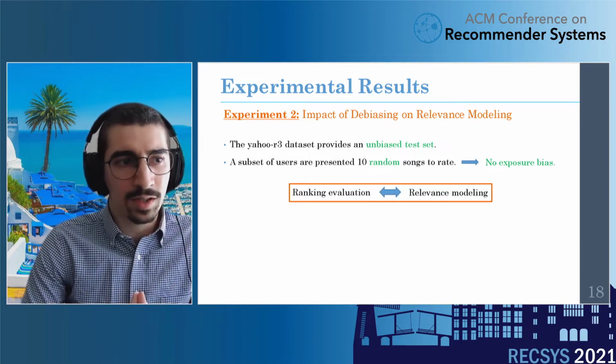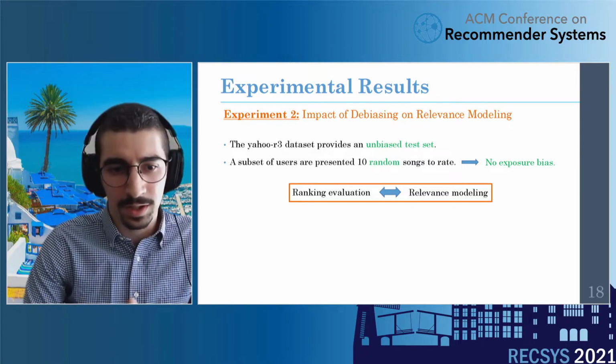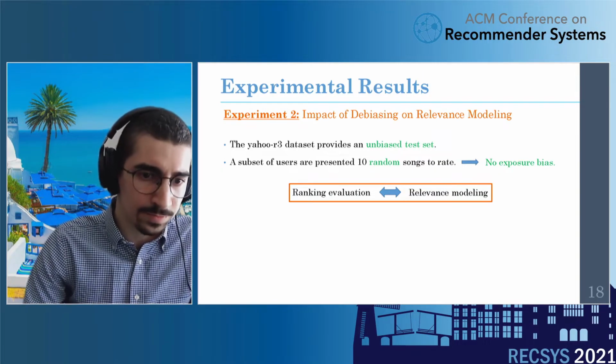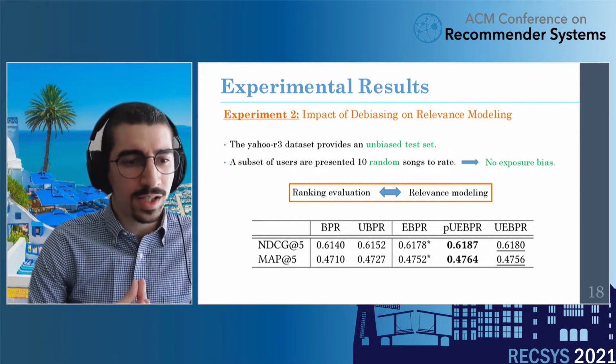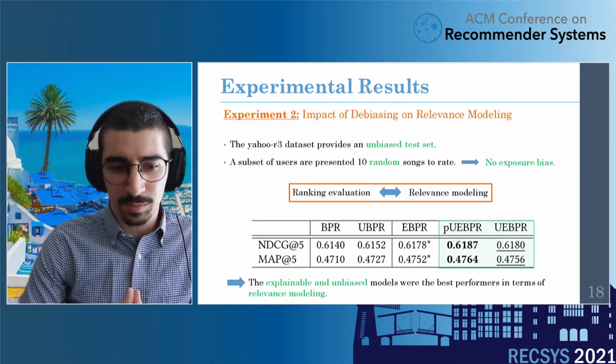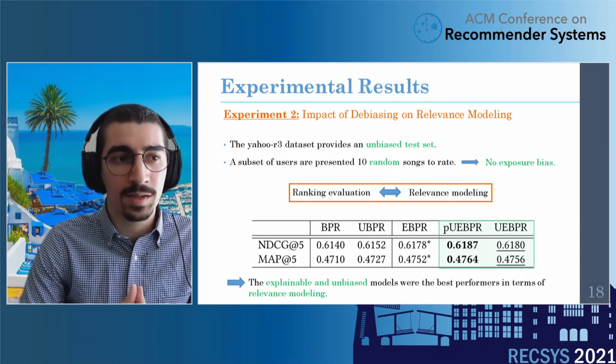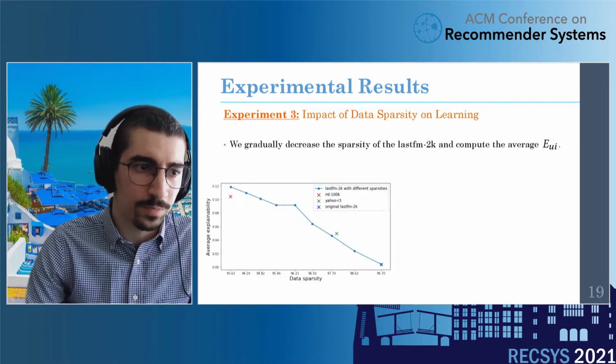And hence, evaluating the model on this test set in terms of ranking evaluation is equivalent to evaluating it in terms of relevance modeling. Here we show the results in terms of ranking evaluation, and the explainable and unbiased models were the best performers in terms of relevance modeling, which means that the exposure debiasing actually works.